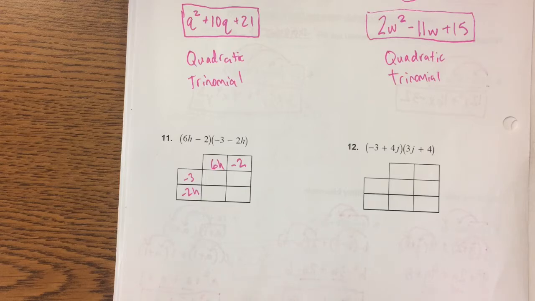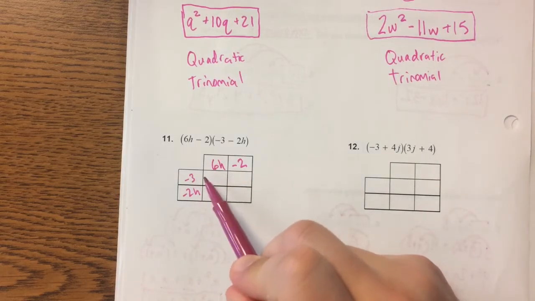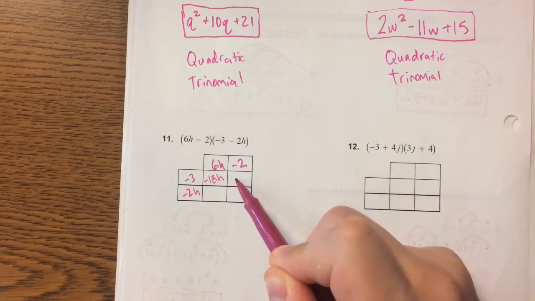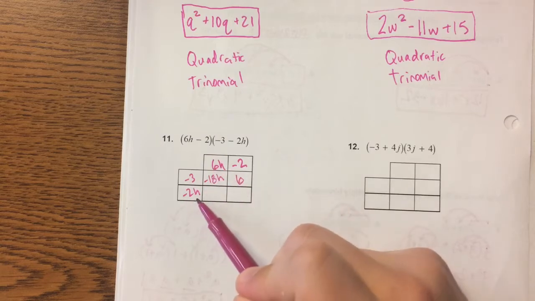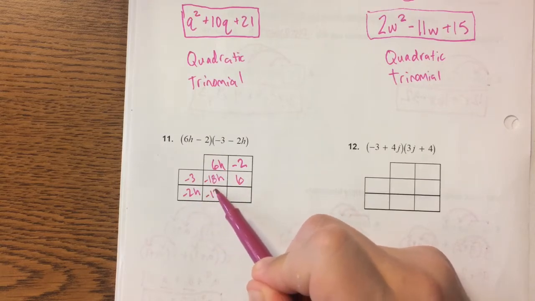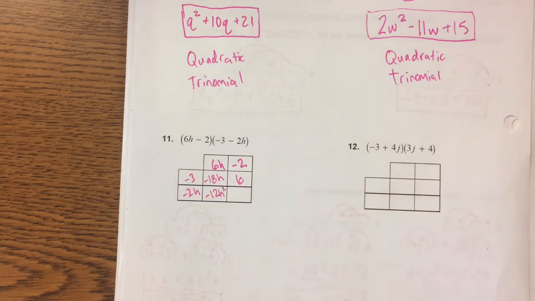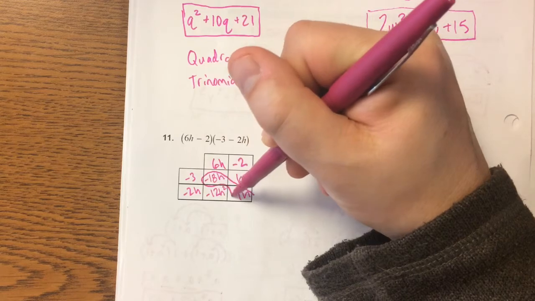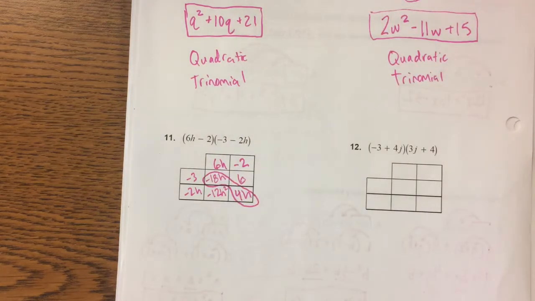So now I'm going to multiply everything out. Negative 3 times 6h would be negative 18h. Negative 2 times negative 3 is plus 6. 6h times negative 2h is negative 12h squared. And negative 2 times negative 2h would be positive 4h. So the terms are sort of arranged in a weird order here, but you can still see your like terms are going to be right here. So you want to look out for that.